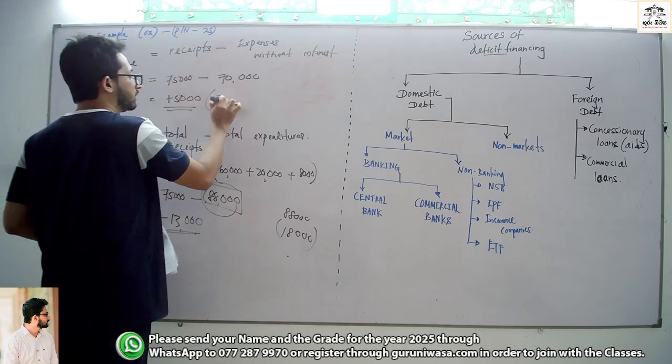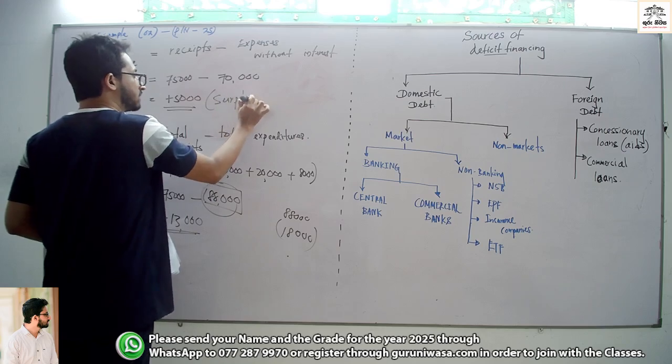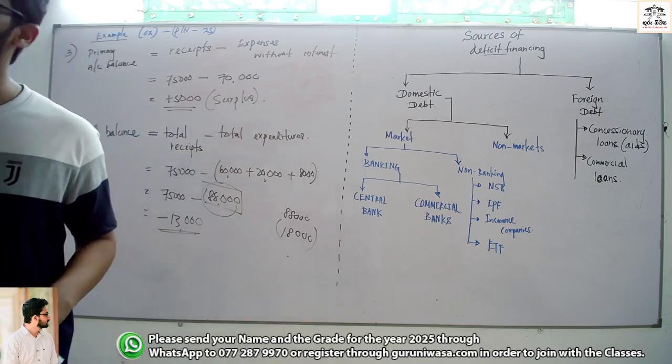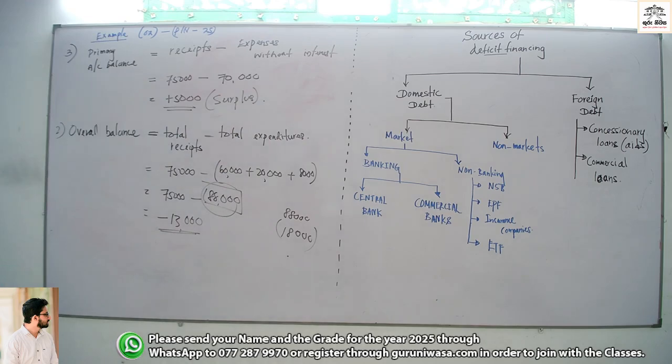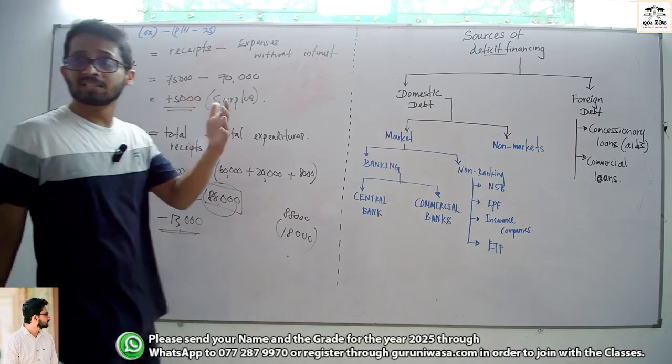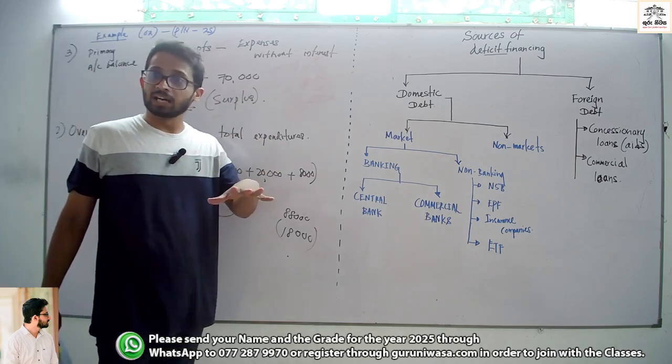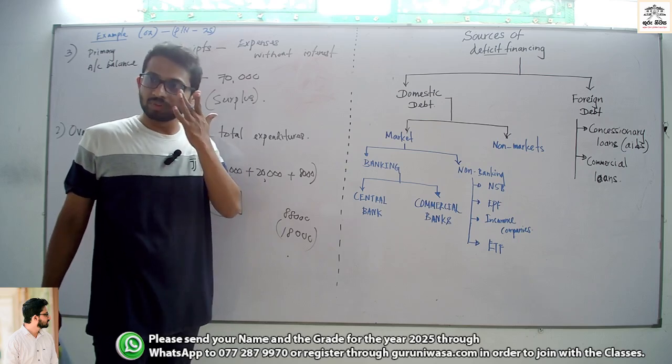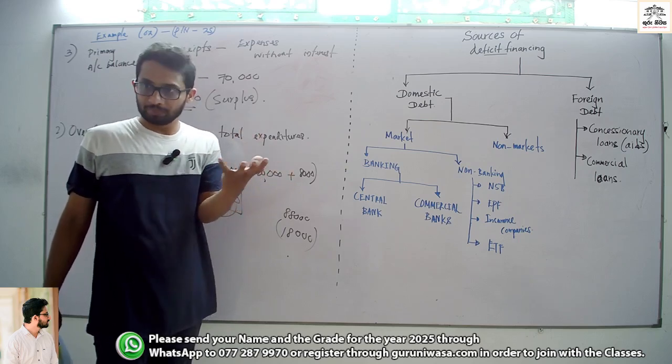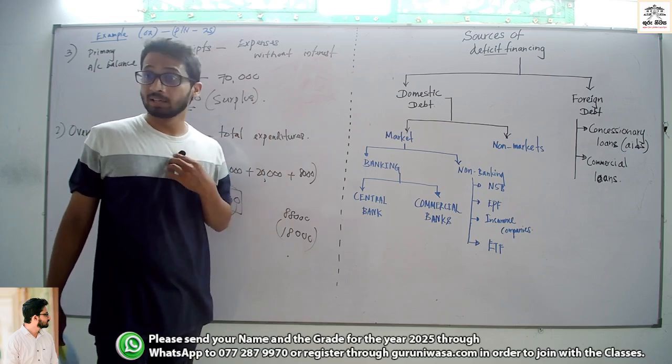Surplus. Good. This new government is on the right track, children. Fiscal discipline is good. It means the present government has been able to cover its expenses and also create a surplus. But this is actually called government savings. After deducting expenses, if the government has a surplus or excess amount, that is called government savings.